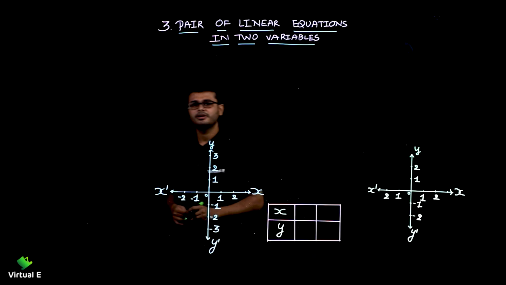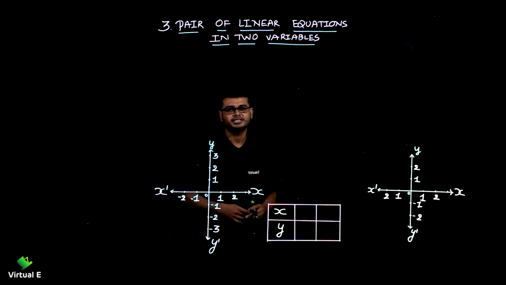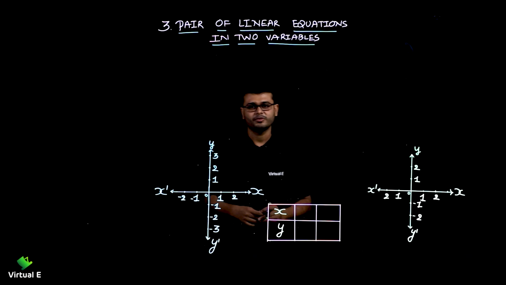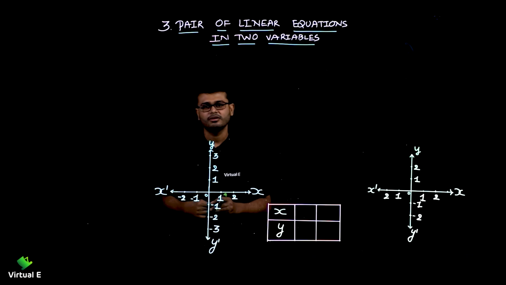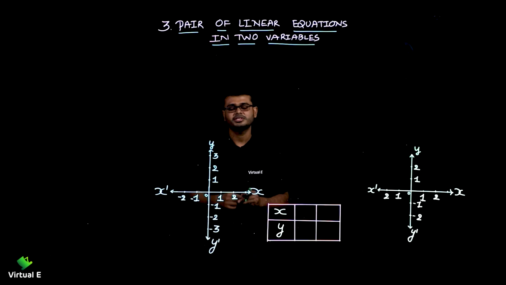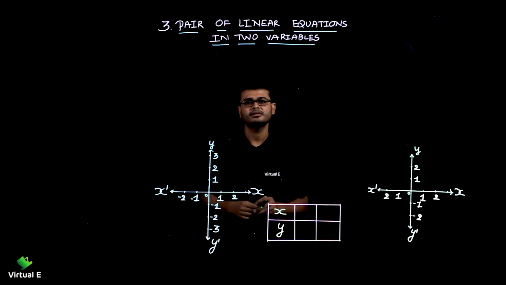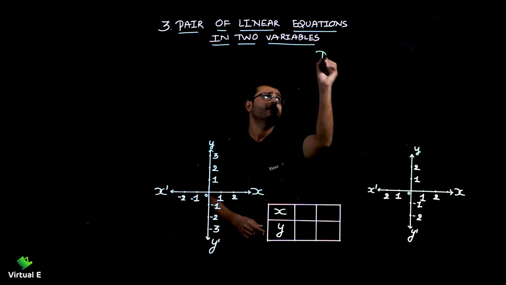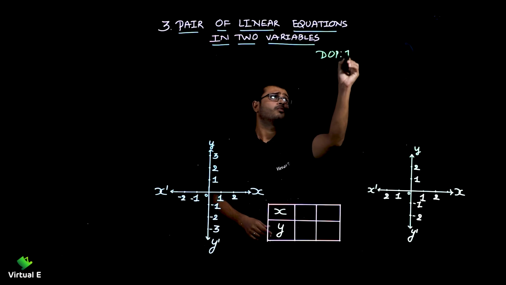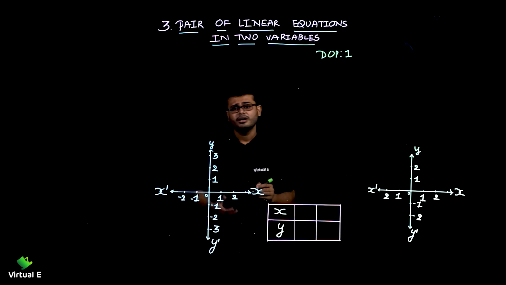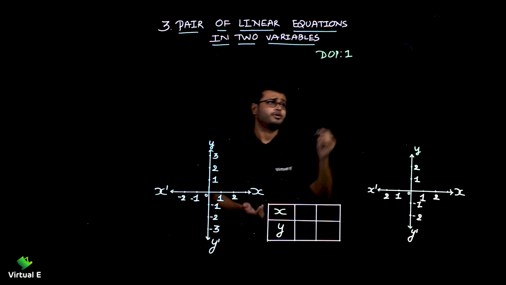Session, we are going to learn about the third chapter of mathematics, which is pair of linear equations in two variables. So first of all, let's recall what you are aware about linear equations. A linear equation deals with a polynomial of degree 1. Let's recall the linear equation in one variable first of all.